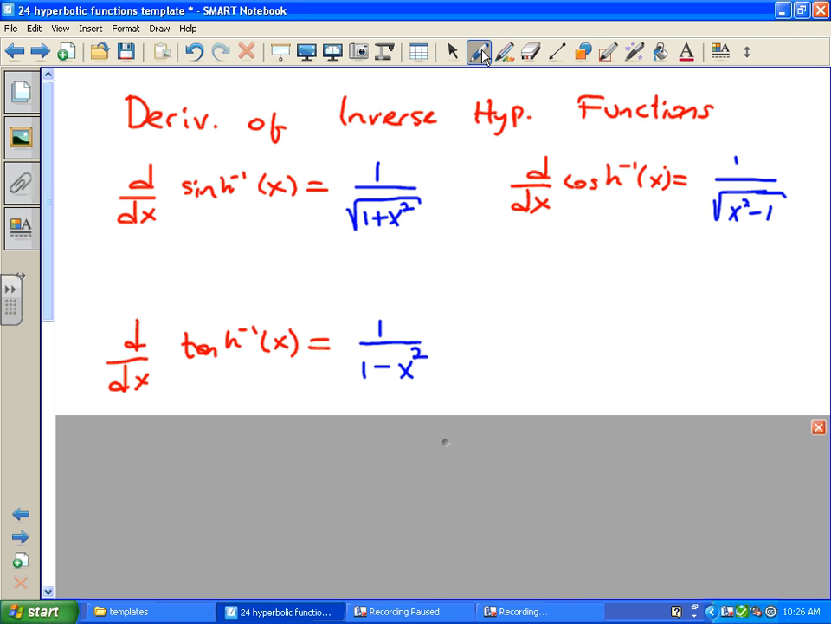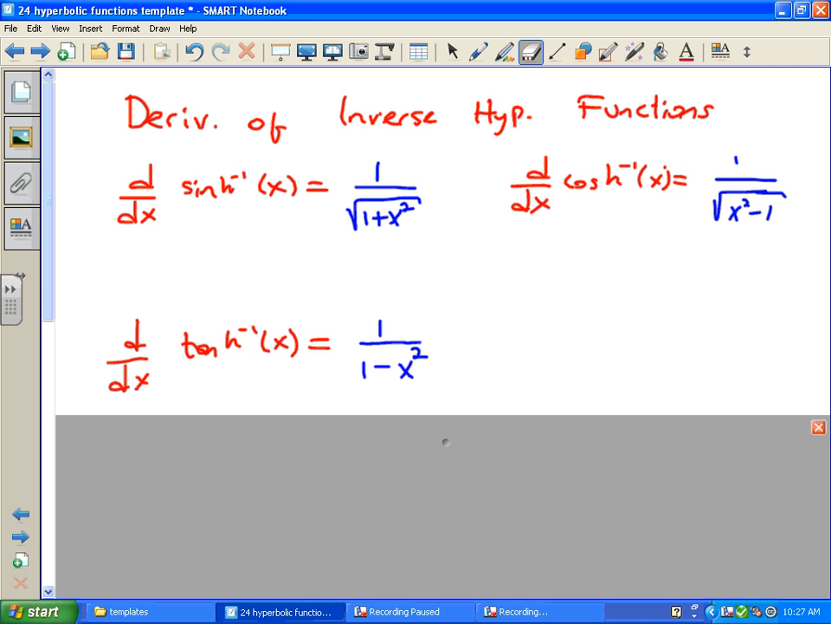What if you want to find the integral of this quantity? Guess what that's going to be? Hyperbolic cosine inverse, of course. Say you want to find the integral of this quantity. That's going to be hyperbolic tangent inverse. So the derivatives are useful, but you're going to see that these are mostly used for the integrals.